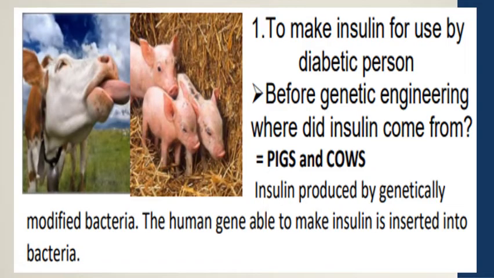Number 1. To make insulin for use by diabetic persons. Before genetic engineering, where did insulin come from? Pigs and cows. Now insulin is produced by genetically modified bacteria. The human gene able to make insulin is inserted into bacteria.